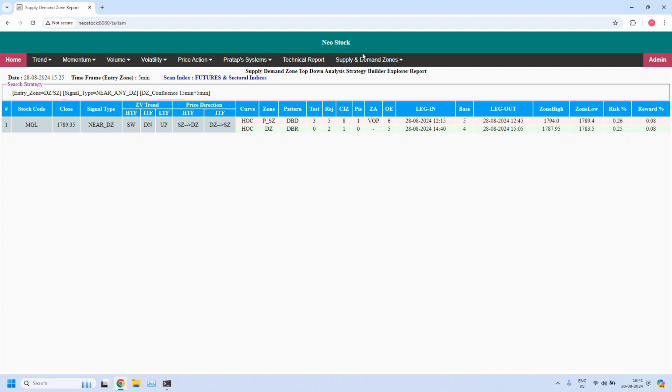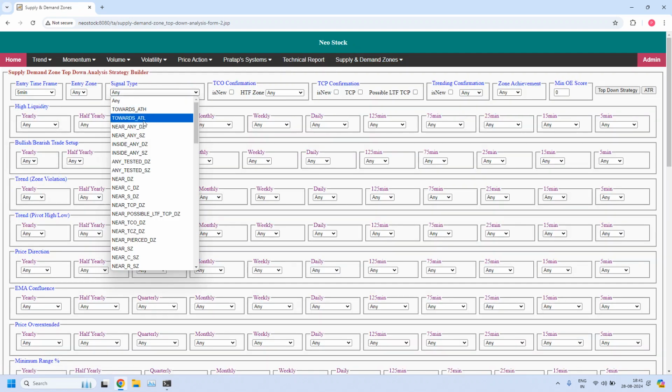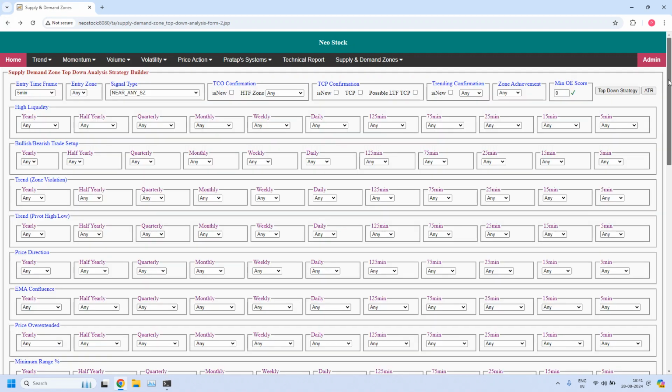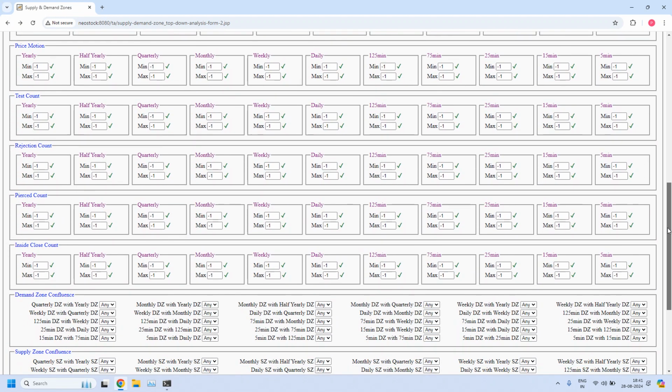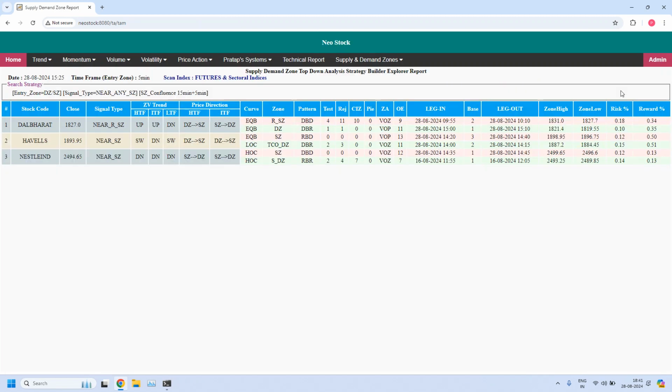Okay, now let's look into the 5 minute supply zones. So for 5 minutes time frame, let us find the stocks near 5 minute supply zone. 8 stocks are filtered. Out of these 8 supply zones, how many are having ITF confluence? That means 5 minutes and 15 minutes supply zone confluence. So here we have 5 minute supply zone with 15 minute supply zone. I am enabling this option. Let's filter. So 3 stocks are filtered.